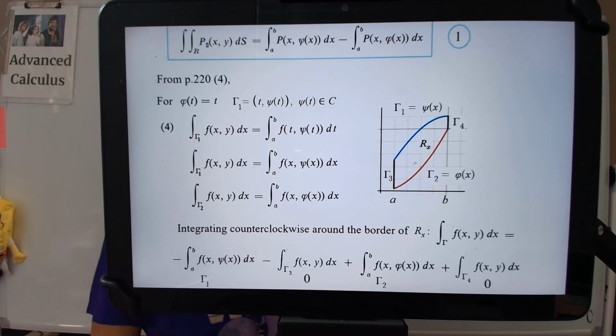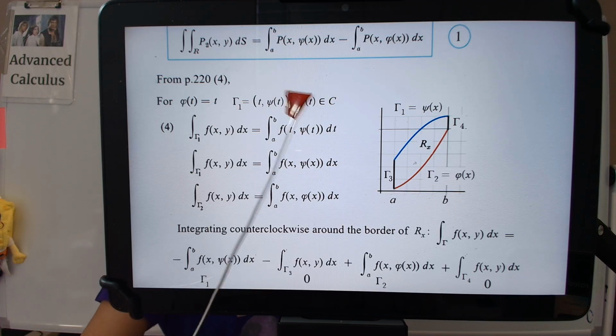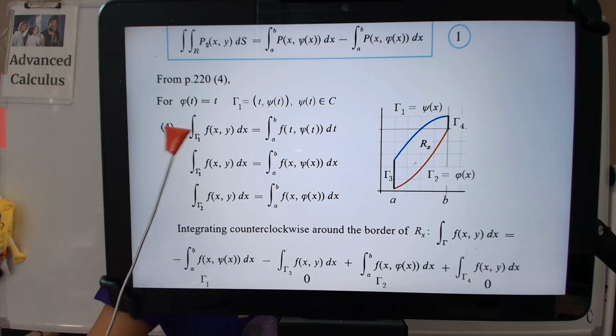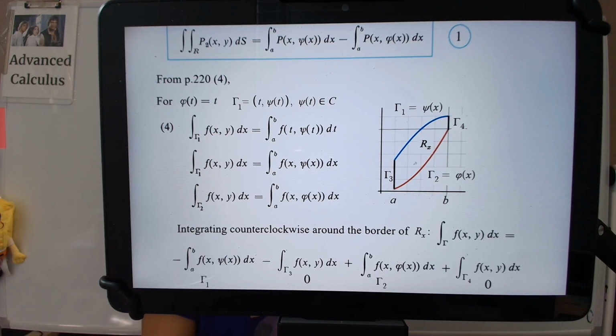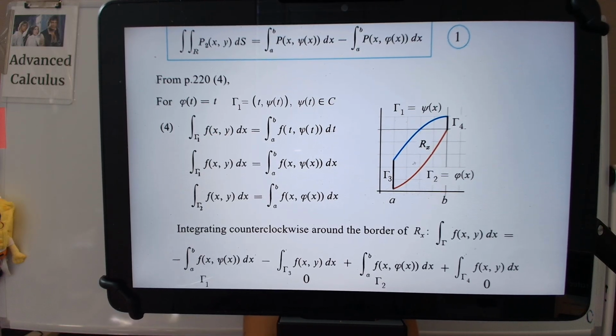Now, the next part of the proof, the book gave very little explanation, which is why I expanded it somewhat here, that I feel would give a better picture of what's going on. Now, from page 220, equation 4, I copy and pasted it here. So we have a function where, let me first show you the page, I guess.